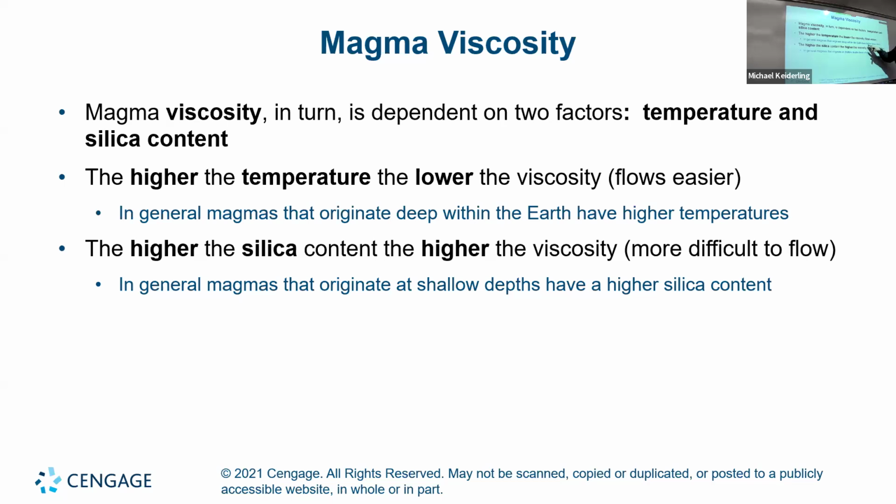So in general, magmas that originate deep within the earth have higher temperatures and flow more easily and are lower in silica content. The higher the silica content, the higher the viscosity. In general, magmas that originate in shallow depths have a higher silica content. So high silica content, high viscosity, low temperature, high viscosity. These tend to go together. And low silica content, low viscosity, and high temperature, low viscosity, these also tend to go together.